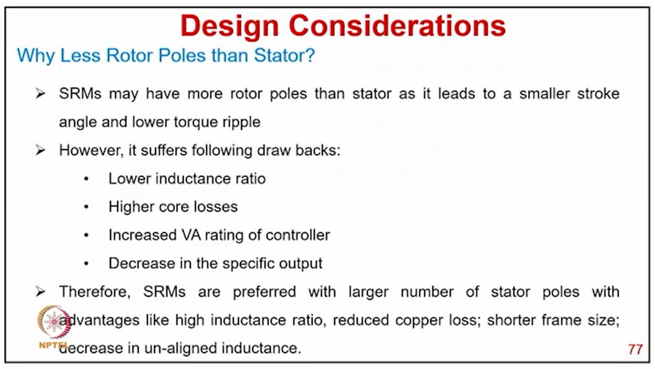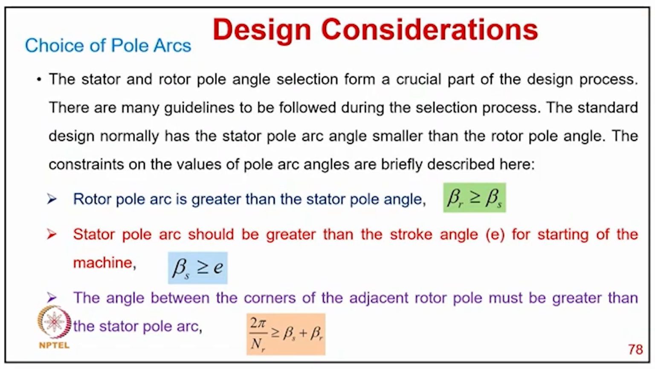An SRM may have more rotor poles than stator poles, which leads to a smaller stroke angle and lower torque ripple. However, it suffers from the following drawbacks: lower inductance ratio, higher core losses, increased VA rating of the controller, and decrease in specific output. Therefore, SRMs are preferred with a large number of stator poles, with advantages like high inductance ratio, reduced copper loss, shorter frame size, and decrease in unaligned inductance.